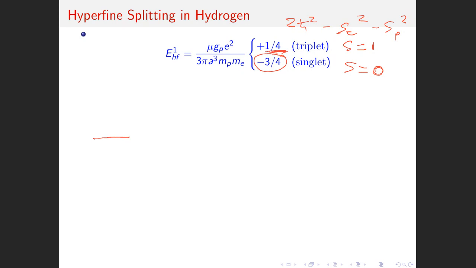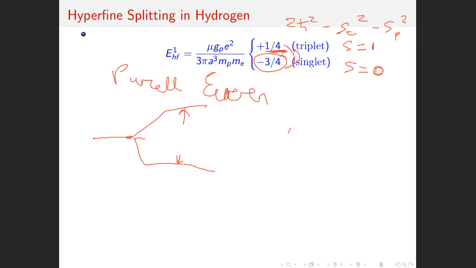You can measure the energy difference between the triplet state and the singlet state. And I think this was done by Purcell and Ewen. Basically, you want to measure the energy difference between these two. So it's just the difference between these two. This will give you, say, -2/4, -1/4, which just gives you a -1. So this is the energy difference.